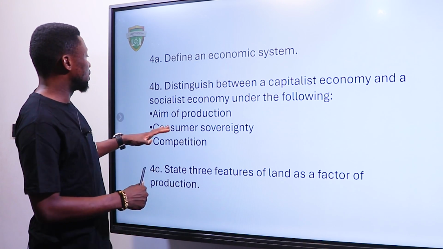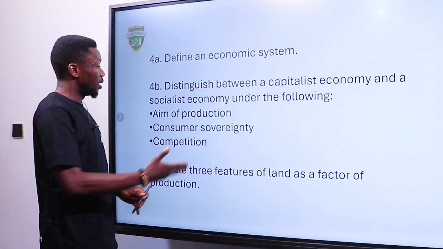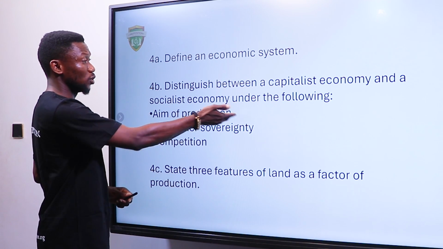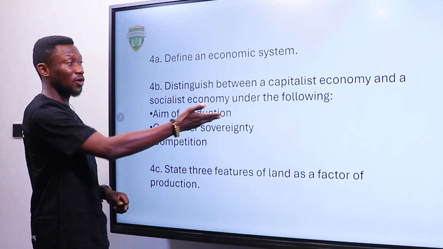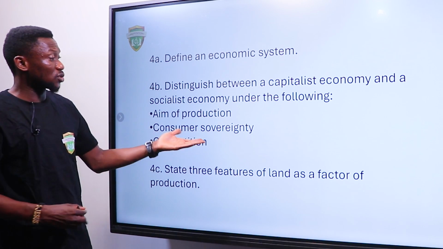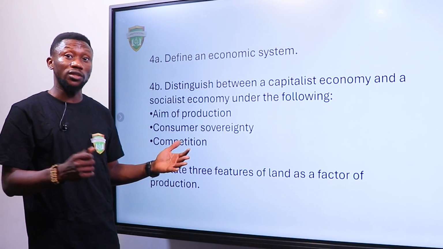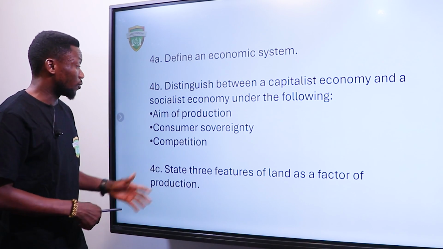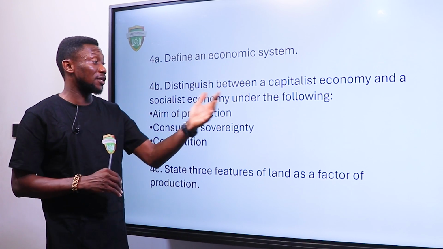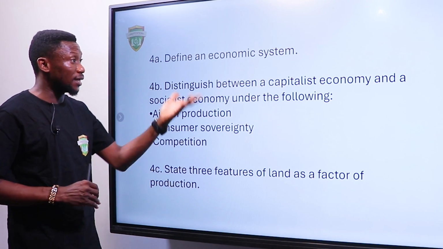So what would happen then in terms of aim of production? Individuals and firms will produce more in capitalism, government will produce more in socialism. For consumer sovereignty, consumer is king in capitalism, while consumer is not, the government is king in socialism. And for competition, there's higher competition in capitalism, while there is lower competition in socialism.